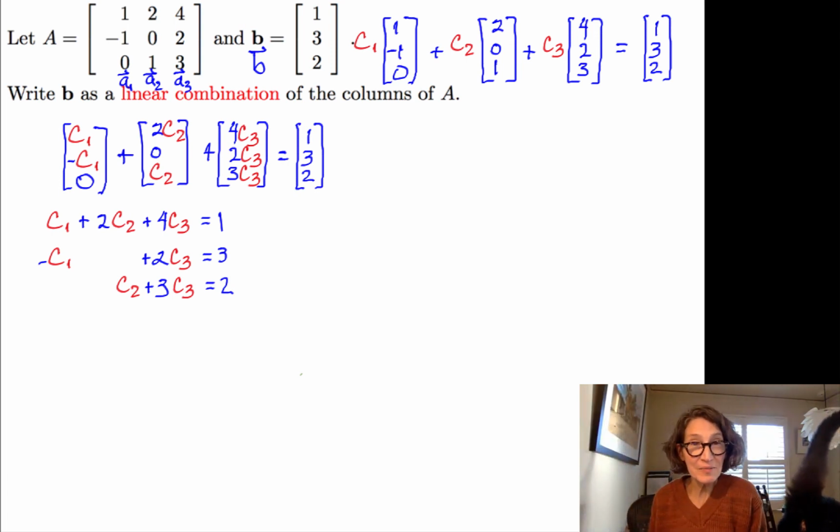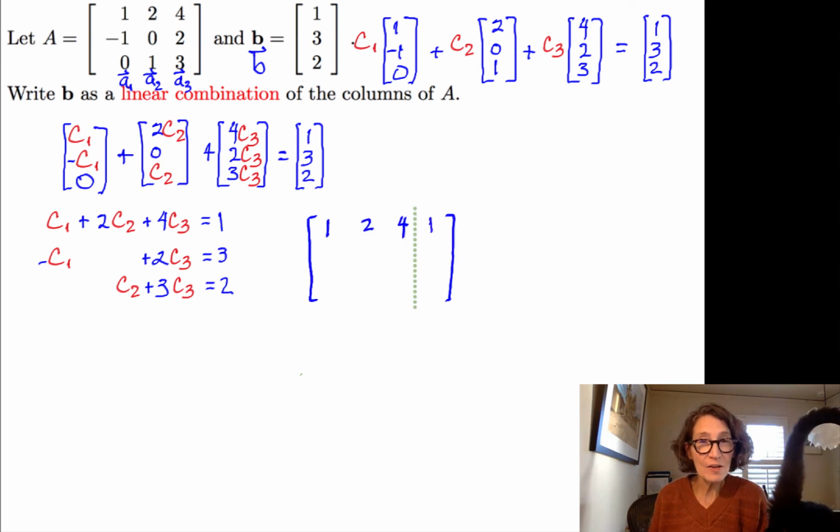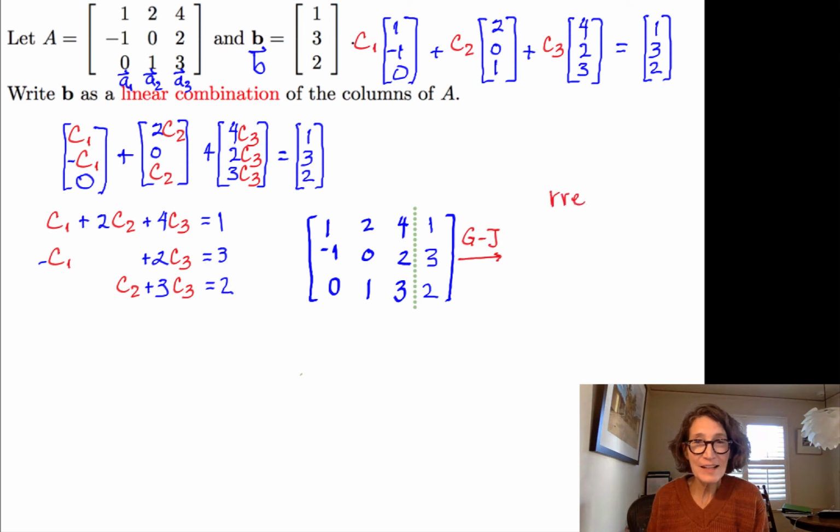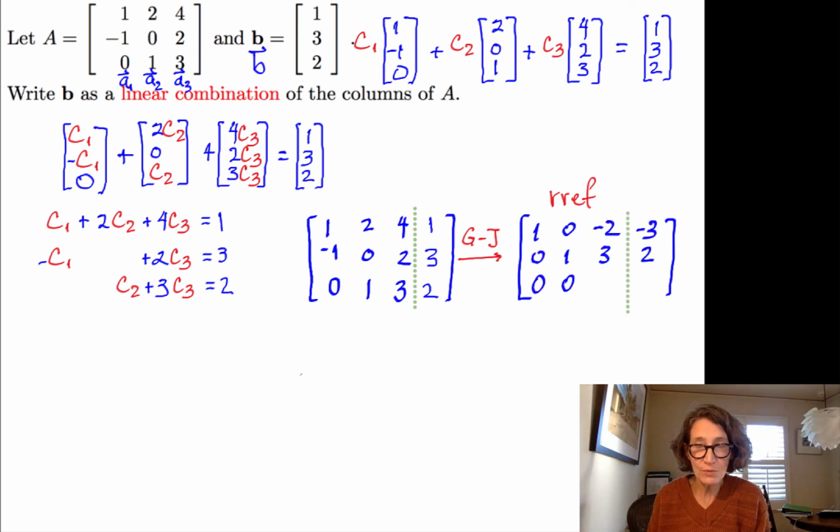Now, this is a system, and I can write the augmented matrix for that system. And I can do a little Gauss-Jordan magic on that augmented matrix. And I get the reduced row echelon form of the augmented matrix. I get 1, 0, negative 2, negative 3, 0, 1, 3, 2, and a row of zeros, which means the first equation is C1 minus 2C3 equals negative 3. The second equation is C2 plus 3C3 equals 2, and then there is no third equation.